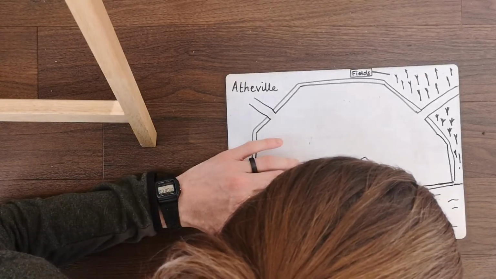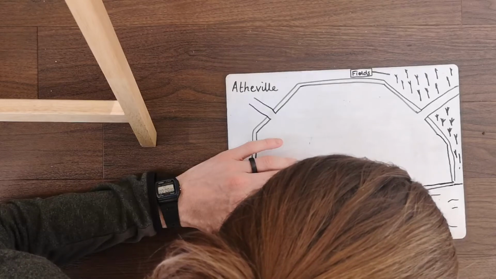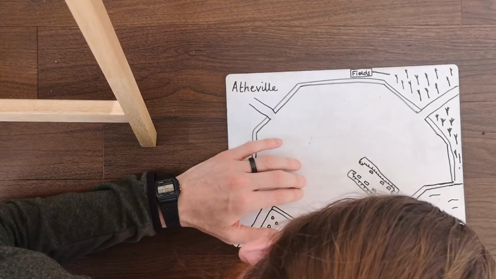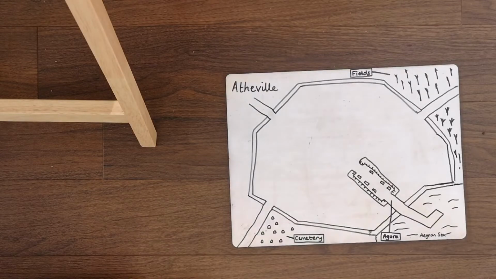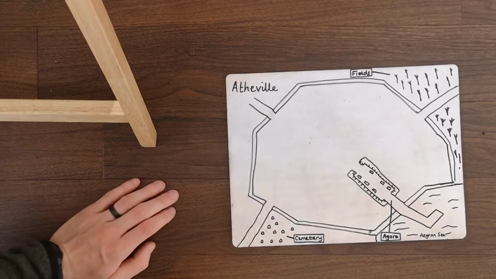There's my agora. If you want to do like I'm doing here, around the outside, make sure you do the words first and then go around it. So there's my agora.